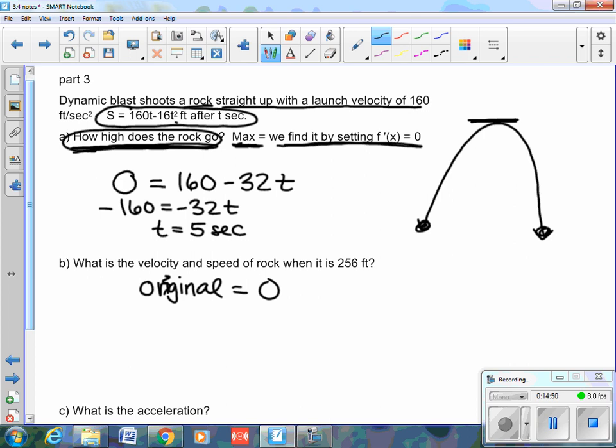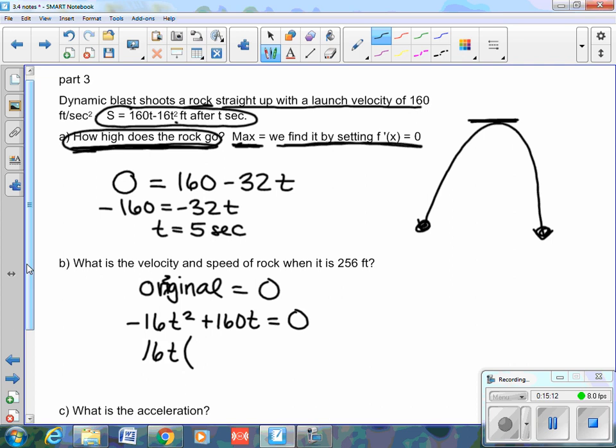So you're going to set the original equal to 0, which is negative 16t squared plus 160t equals 0. And you're just going to use algebra. They both have a 16t in common. Yeah, just take 16t out.